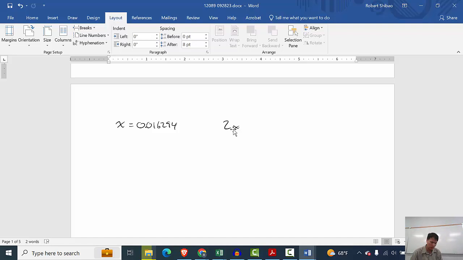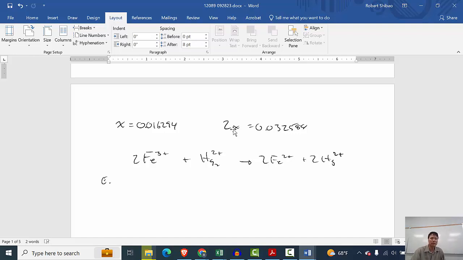2 times 0.016294. 2x is going to be 0.032588. All right, now let's go back to our concentrations here. So we had 2 iron 3 plus and mercury 2. Oh no, this is mercury 1. It goes to 2 iron 2s plus 2 mercury 2s.